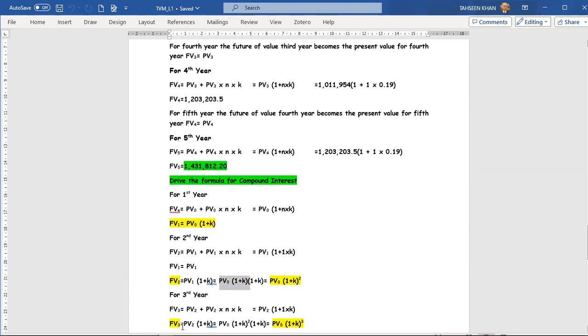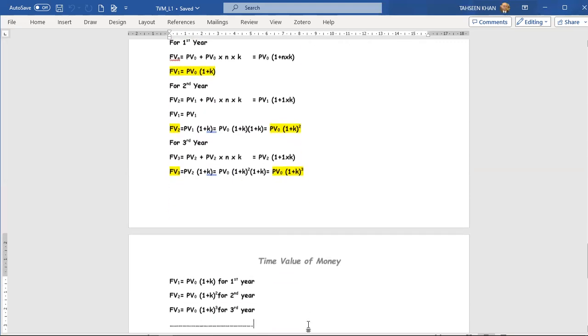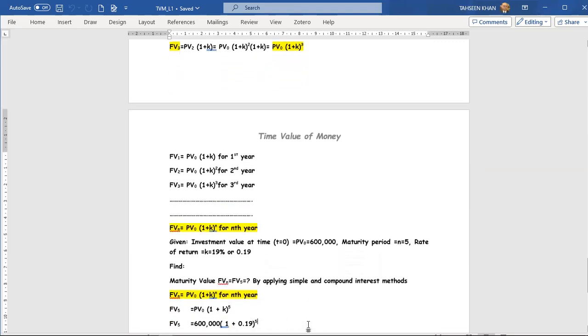Similarly, for the third year, the answer comes to PV naught. Here we put the value of PV2, that is PV naught (1 plus K) power 2. So we have placed this value here. The answer comes to PV naught (1 plus K) power 3. In a similar way, we have seen that when we have FV1, the power of 1 plus K comes to 1. When we have FV2, the power of 1 plus K comes to 2. When we have FV3, the power comes to (1 plus K) power 3.